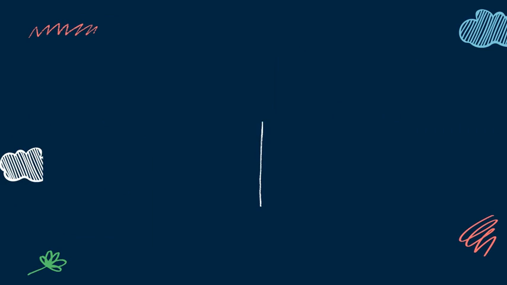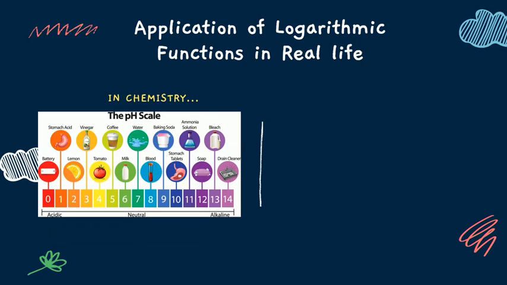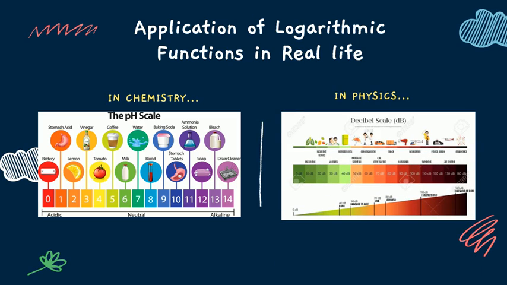So today I'm going to be talking about two applications of logarithmic functions in real life. One is applied in chemistry, where it's used in the pH scale, and the other application of logarithmic functions is in physics, while calculating the intensity of sounds, the decibel scale.